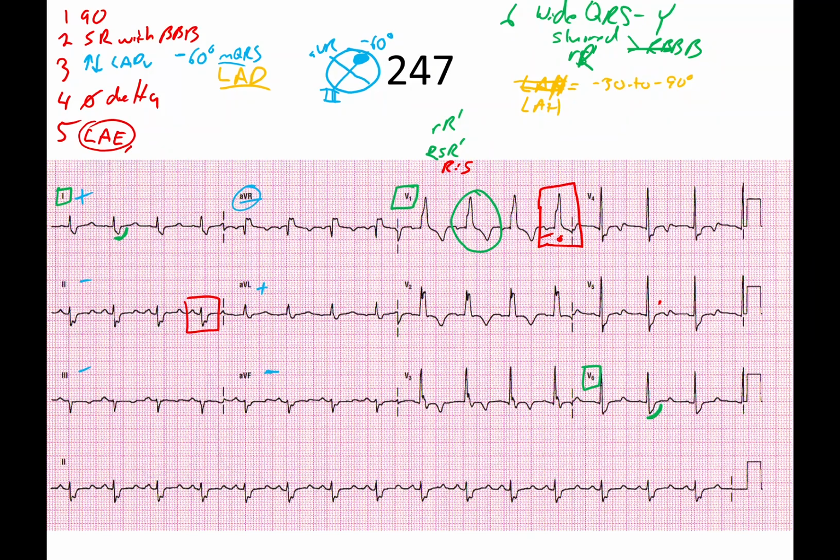And so left anterior hemiblock will have, we're going to look in lead 1, lead 2, and AVF. And we're going to look for positive, negative, negative. And do we have that in this case? Well, lead 1 is positive. Sorry, that doesn't show up as well as I'd like. Lead 2 is negative, more than it is positive, and lead 3 is definitely negative. So all of that together point to a left anterior hemiblock.